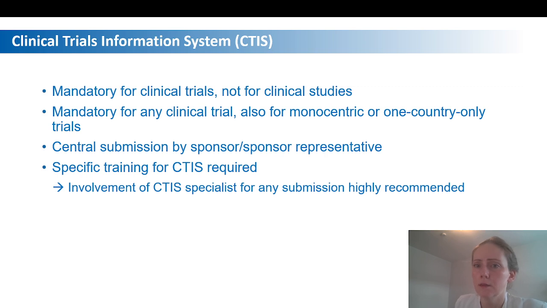Submission via CTIS is mandatory for clinical trials, while clinical studies solely need to be submitted to an ethics committee. It is mandatory for any clinical trial, also for monocentric or one country only trials. The submission is made by the sponsor or the sponsor's representative centrally. Since the CTIS submission is quite complex, specific training is required. We recommend to draw on experience of a specialized clinical trial center or a CTIS specialist for any submission.